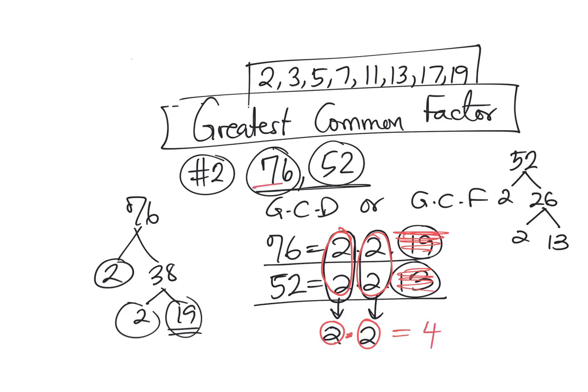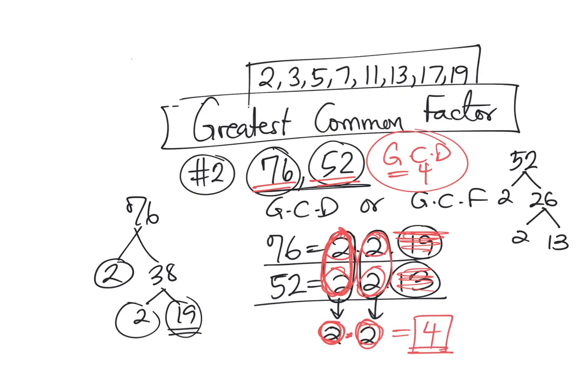So that means that the greatest common divisor of 76 and 52 is 4, because that's what they both have in common. But notice that you take one 2 to represent this 2 and this 2, and one 2 to represent the other pair. It's like they need to send one representative. So that's how we get 2 times 2 equals 4, and that is the greatest common divisor, or greatest common factor. So keep that in mind.